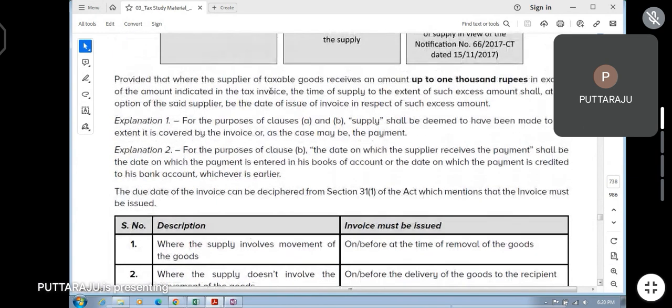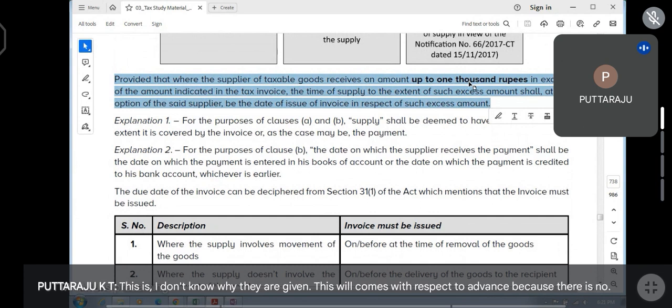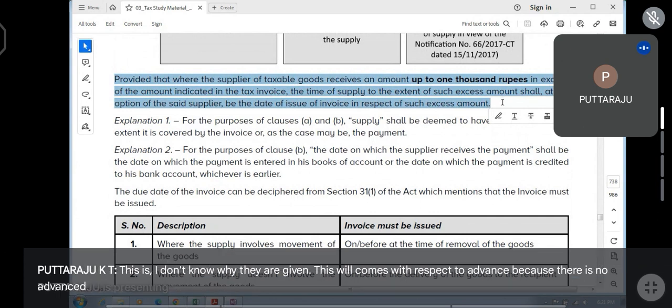Yes, sir. I don't know why they have given this. This comes with respect to advance, because there is no advance payment for the goods. Tax will not be there. This applies to services.